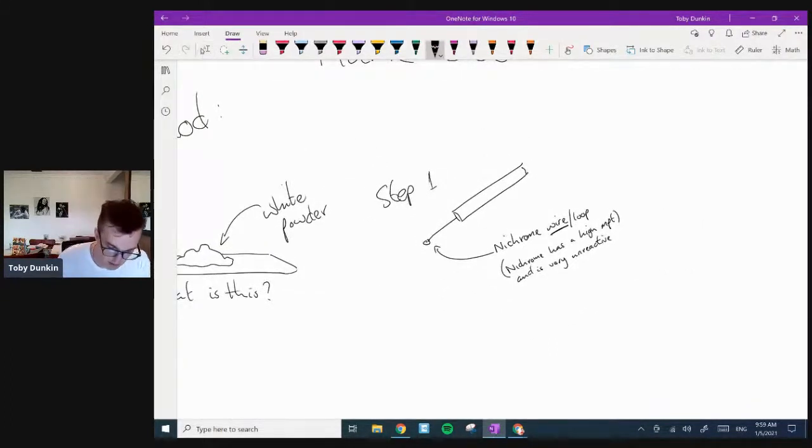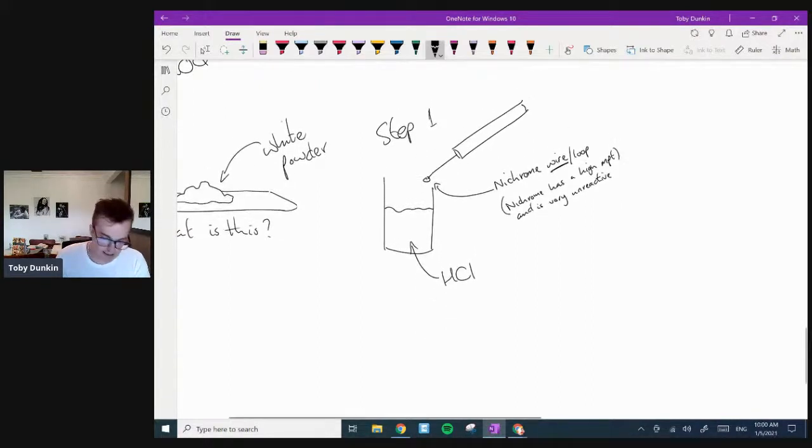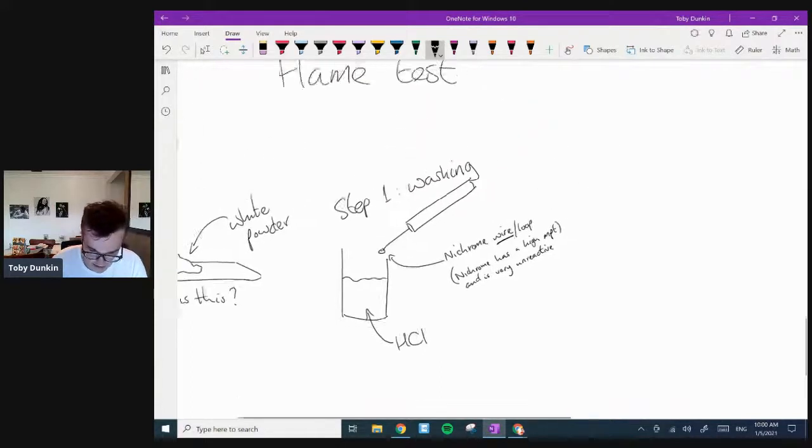Right, so step number one, nichrome wire. What we're going to do is dip the nichrome wire into hydrochloric acid, HCl. So step number one is washing. Step one, washing the nichrome wire in HCl.